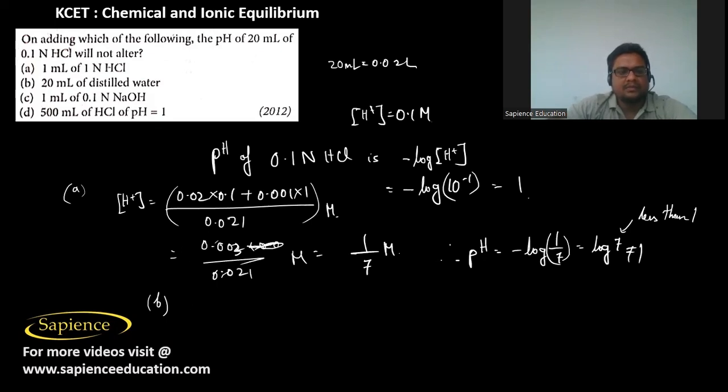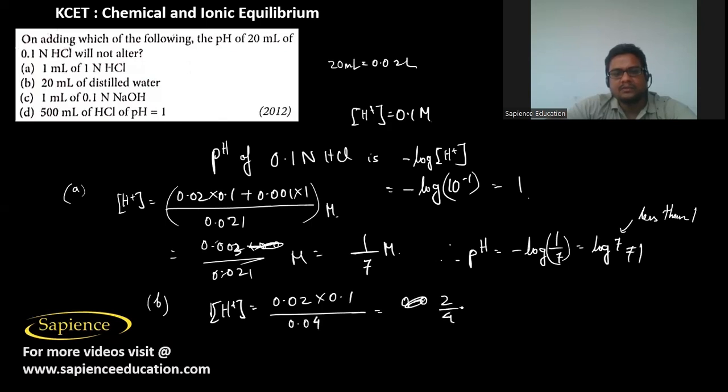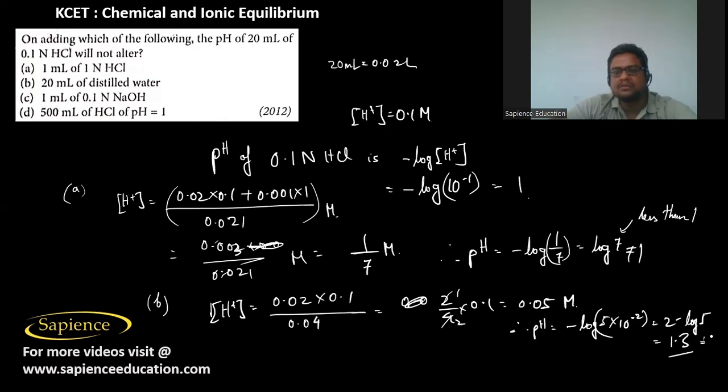Now in part B, we add 20 ml of distilled water. So here the H plus ion concentration will be the number of moles of H plus, which is 0.02 into 0.1, divided by the net volume, which will change to 40 ml, so 0.04. So this will be 2 by 4 into 0.1, so it is half, 0.05 molar. Therefore pH will be equal to minus log of 5 into 10 power minus 2. So this will be 2 minus log 5. Log 5 is 0.7, so 2 minus 0.7 is 1.3, which is not equal to 1.